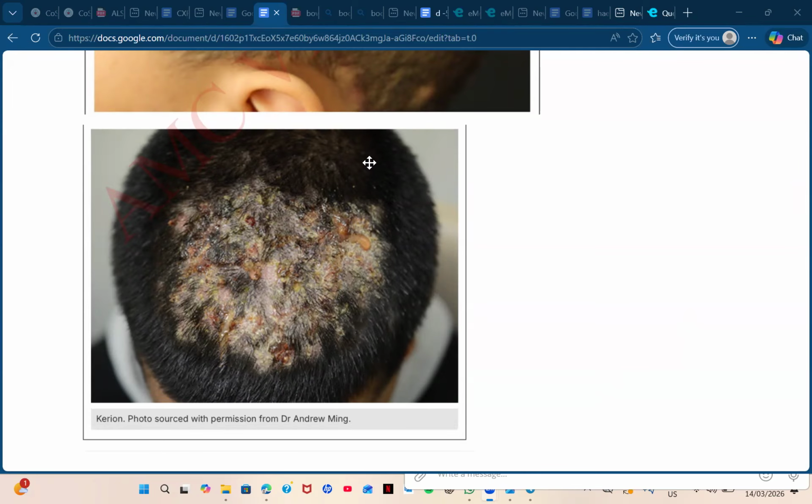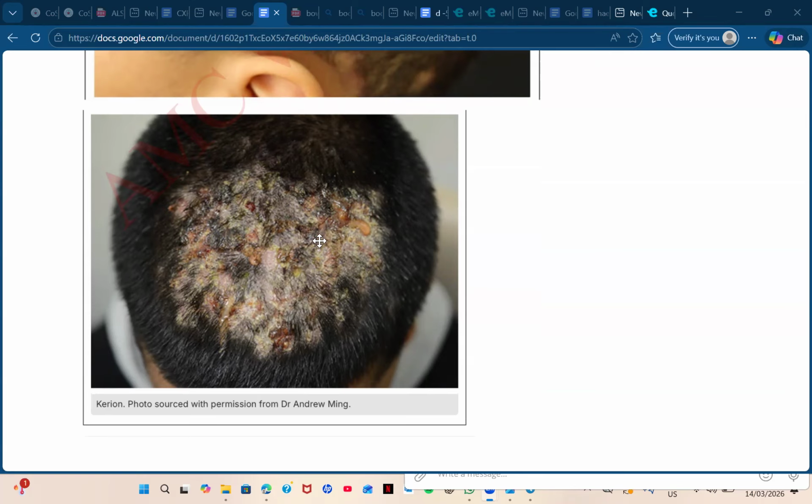Yeah, this is kind of like an abscess. It's a very severe case, right? It's very painful as well. You can see pus here, right? Pus and crusting, right? Hair loss in this area. So many things can be seen in here. Kerion.